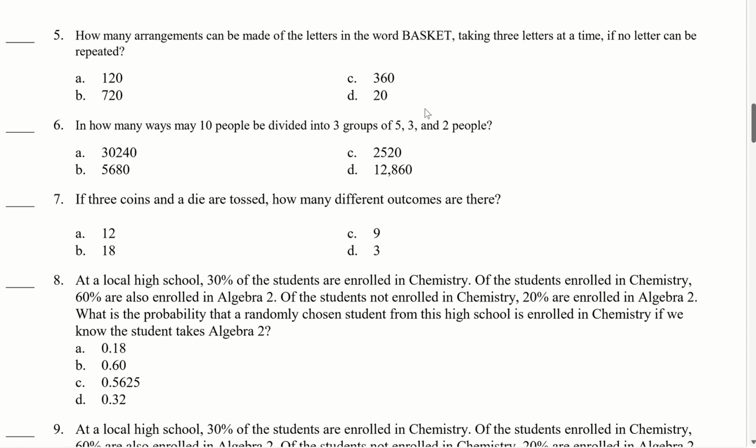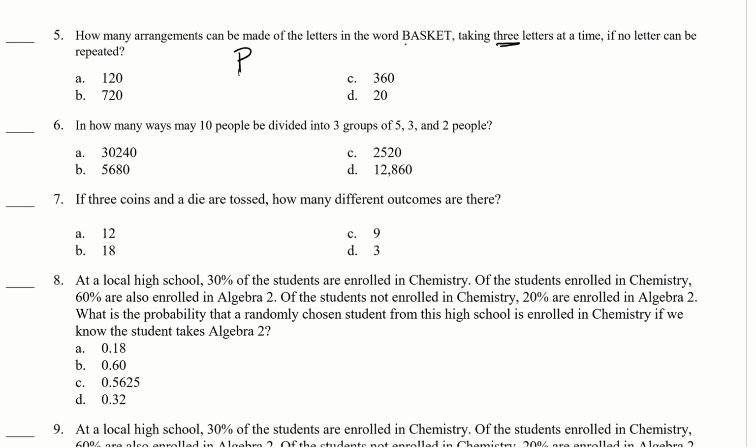So let's look at number 5. How many arrangements can be made of the letters in the word basket, taking 3 letters at a time if no letter can be repeated? And notice that there are no repeats in the word basket. So you could just do a regular permutation, 3 at a time. Now it says arrangement, so order matters, right? If I, for example, did ASK, that's 3 letters, that would be a different word than if I did AKS. So order matters, which means permutation.